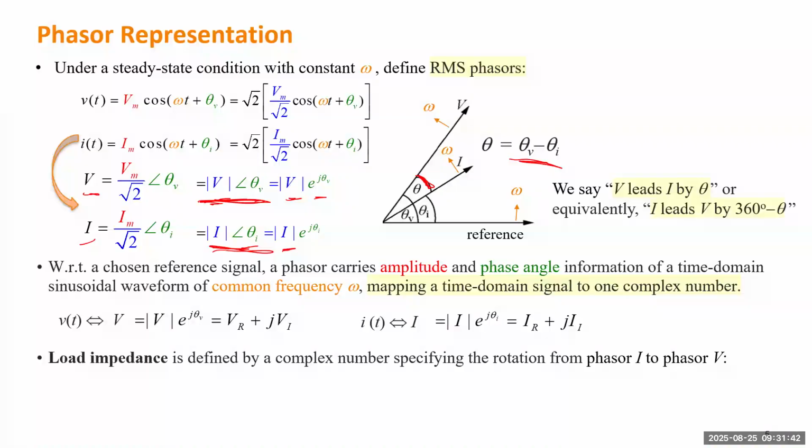Okay, so next, let's talk about load. We define load impedance. Load impedance is just a concept integrating the resistance or inductance or capacitance into a single complex number. So we just define load impedance as a single complex number that is defined as the voltage phasor divided by the current phasor.